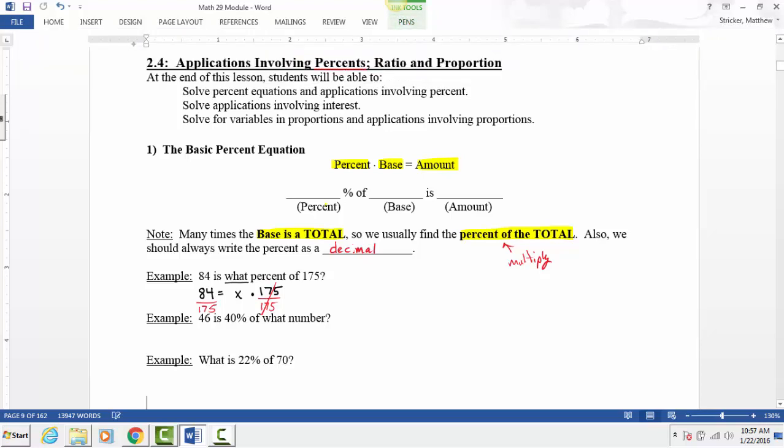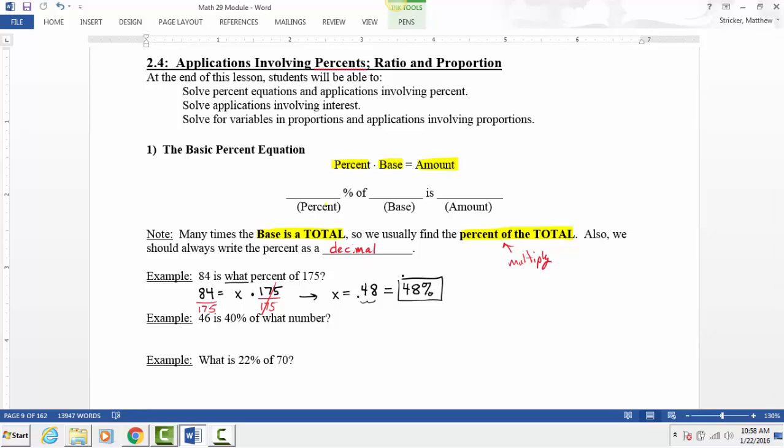You can do this in your calculator. You just take 84 divided by 175, and when you do that, you should get that x is equal to, and everybody try this in your calculator, 0.48. But remember, that's a percent, and we already reviewed earlier in the class how to convert decimals back to percents. We just move the decimal place 2 places, so that's actually 48%. So 84 is 48% of 175. It's just under half, or 50%.